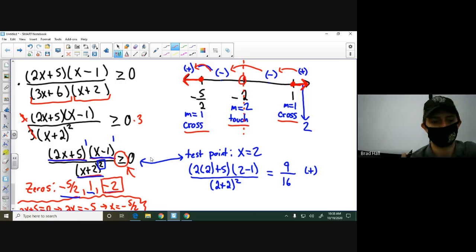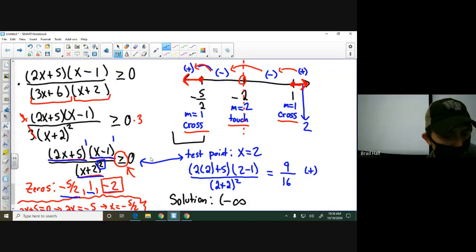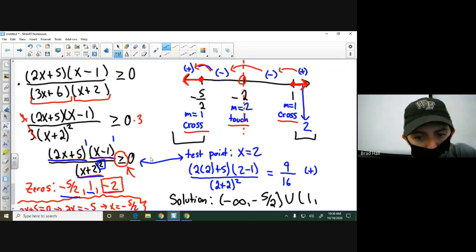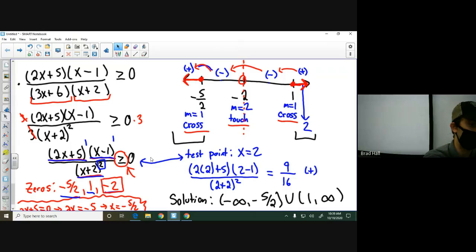So in our final answer, this interval we highlighted, which is -∞ to -5/2. And then on the far right over here, so we use a union. This is 1 to +∞, since the arrow tells us we keep going in that direction. And that would be the final answer there. That actually concludes the workbook assignment.